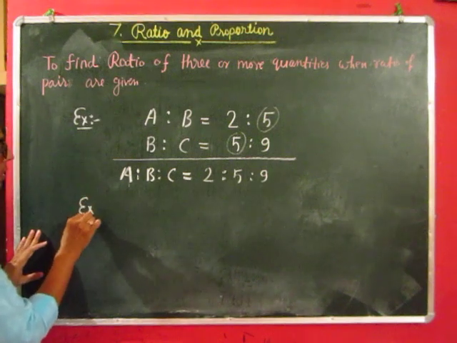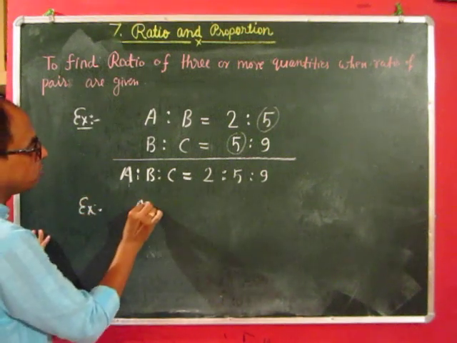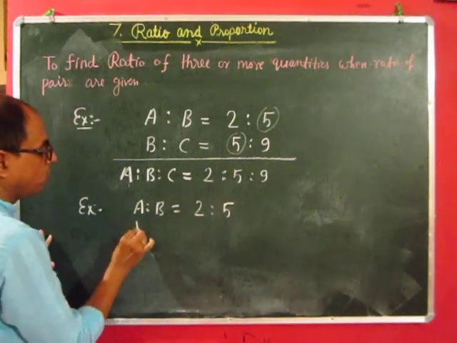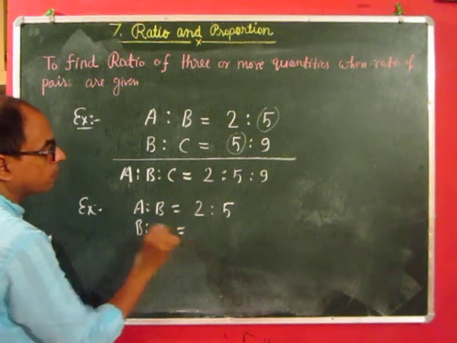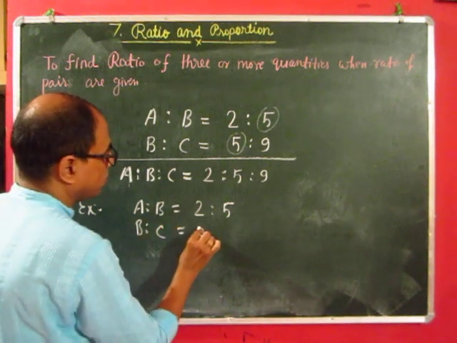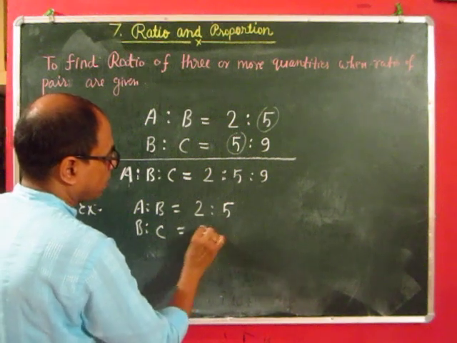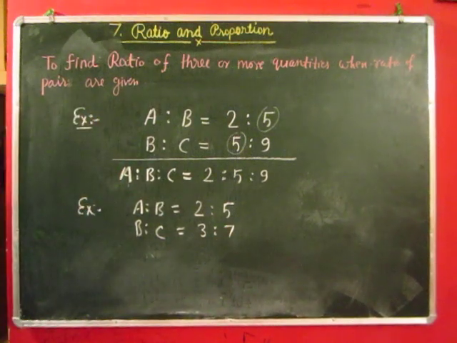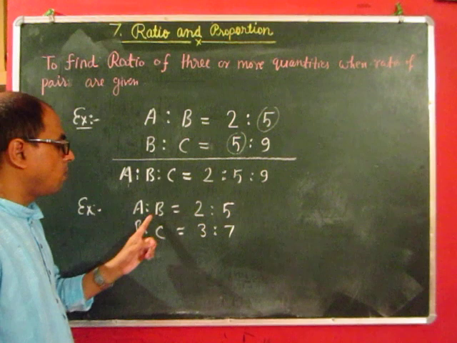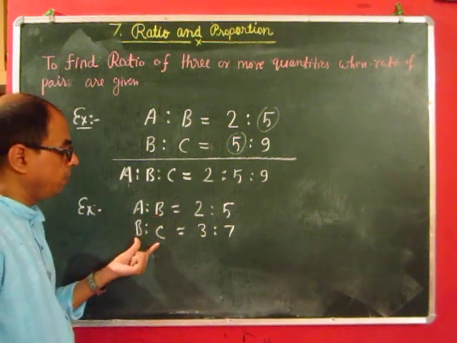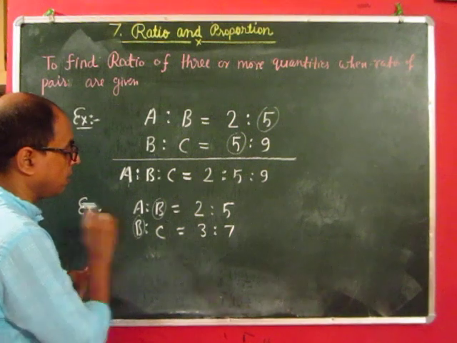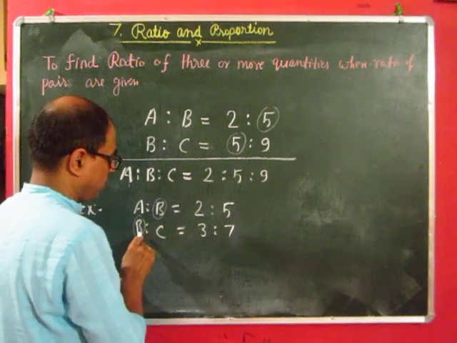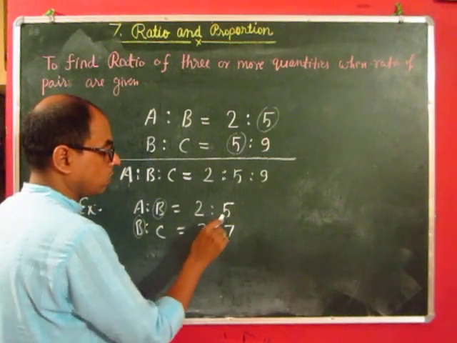Now let us see another example. Suppose the ratio of A is to B is given as 2 is to 5, and the ratio of B is to C is given as 3 is to 7. Now here B is the common term in both the ratios, A is to B, B is to C. But the value corresponding to B here is 5 and here it is 3. So these two are not equal.